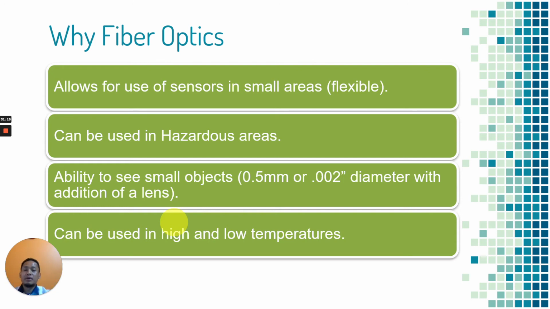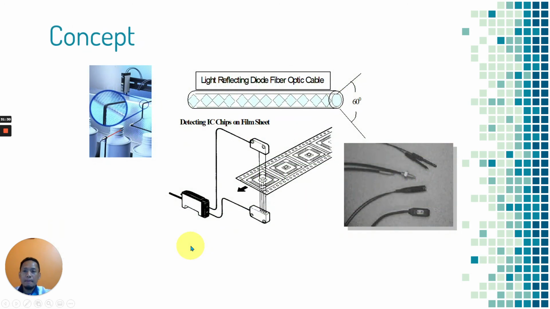And then we can converge onto the specific target, and it can also be used in high and low temperatures. This is the concept of fiber optics. Fiber optics detect from top to bottom, emitter and receiver. They use the fiber optic lines.